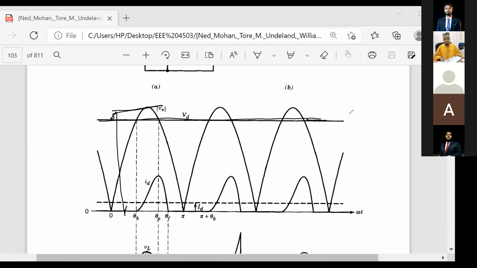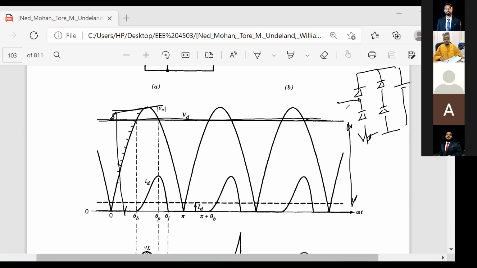If the source voltage is greater, this is the VD. If VD is greater than your VS, there should not be any conduction, right? Okay, let me draw the figure. So this is your D1 and this is your D2 and this is your D3 and this is your D4. This VD source voltage always reverse biases these two diodes, right?